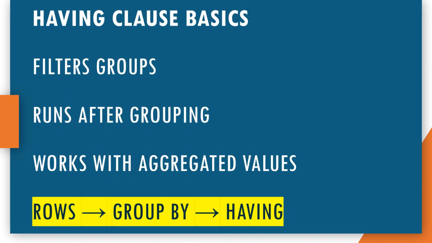Having is different. The having clause filters grouped results, not individual rows. It runs after group by, which means it works with aggregated values like totals, averages, or counts. So the process becomes: rows are grouped first and then having decides which groups to keep. For example, if you want to show only departments where total sales exceed a certain amount, you must use having because totals only exist after the data has been grouped.